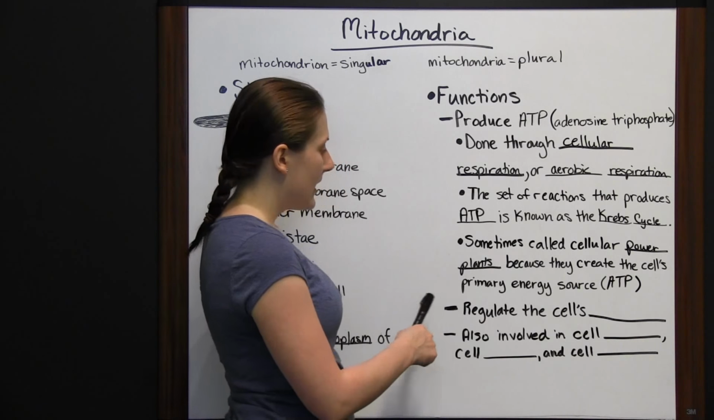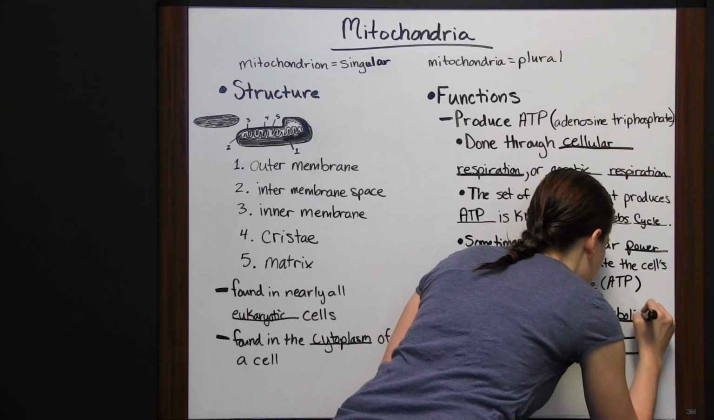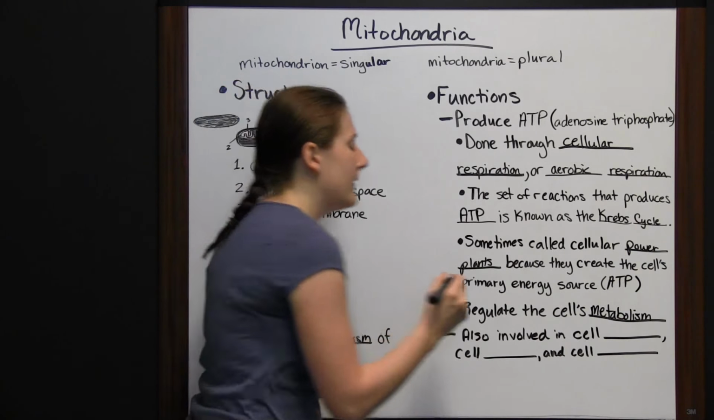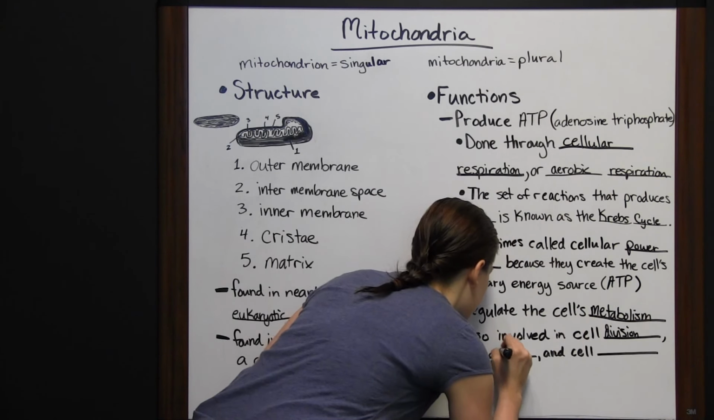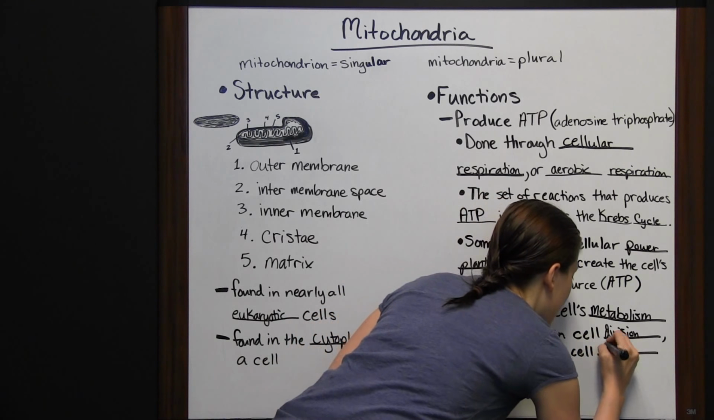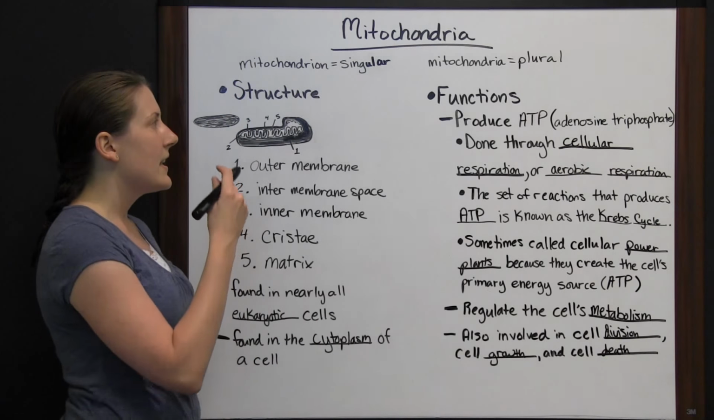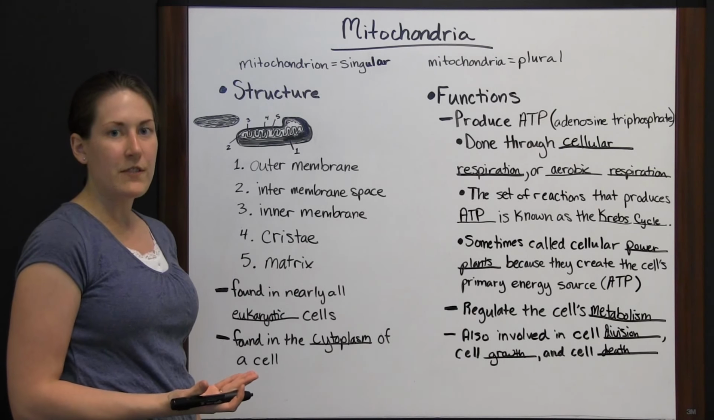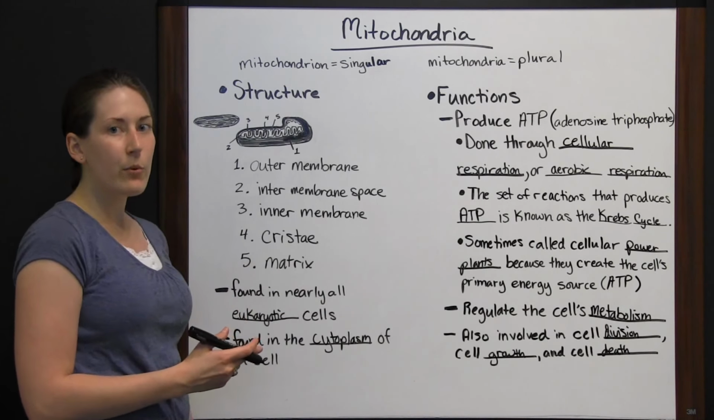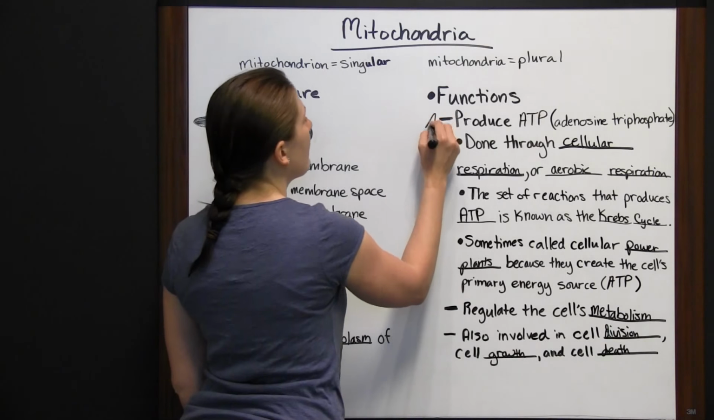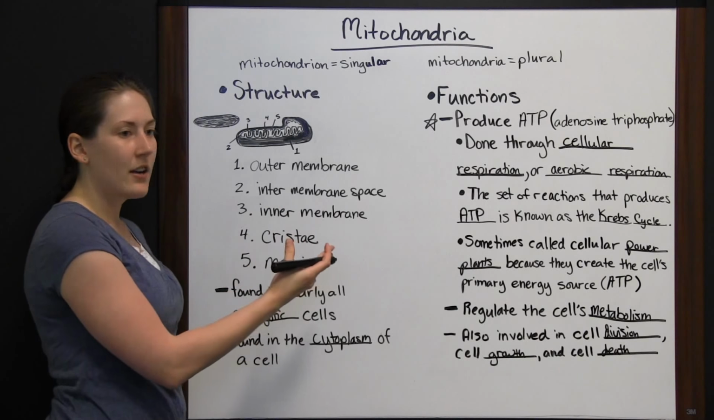They also can regulate the cell's metabolism, and they are involved in cell division, cell growth, and cell death. So all of these processes require energy, and since the mitochondria is producing the primary source of energy, it makes sense that the mitochondria would be involved in a lot of these processes. It has a lot of important jobs, but the most important is going to be producing ATP because that is the primary source of energy for the cell, and the mitochondria is what produces it.